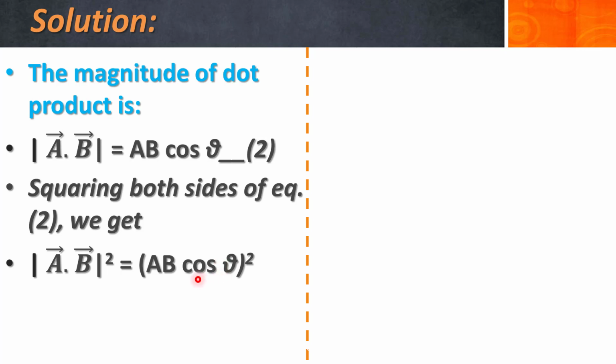Keep this in mind. We will not write it as cos theta square, that will be incorrect. We have to write it as cos square theta. That is the correct form of writing square of trigonometric functions. So we have a square b square cos square theta. Name it as equation number 3. We have calculated the square of the magnitude of the dot product.